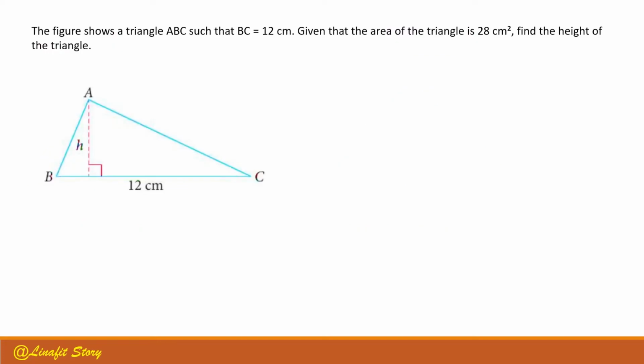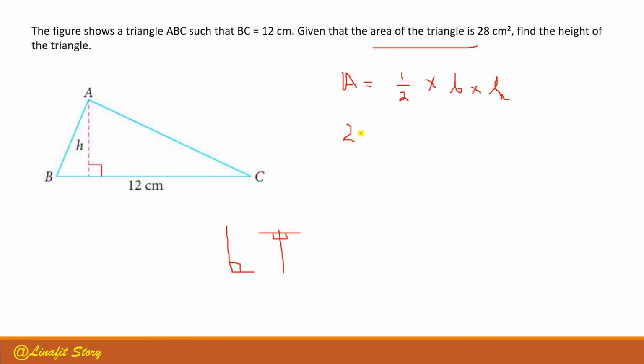Look at this question. The figure shows a triangle ABC such that BC is 12 cm. Given that the area of the triangle is 28 square cm, find the height of the triangle. The area of a triangle is equal to 1/2 times base times the height. Remember, base and height must be perpendicular to each other, or make the letter L or letter T.